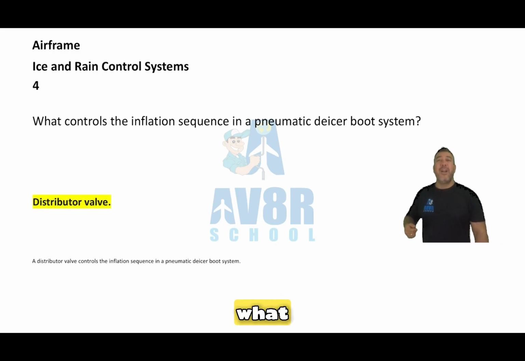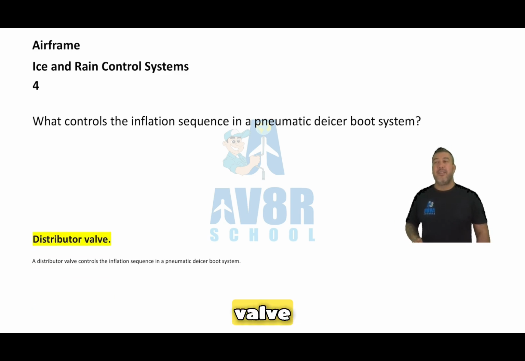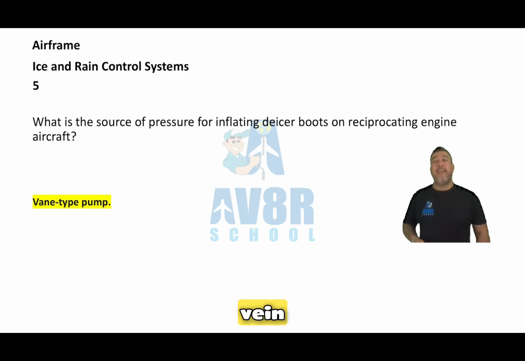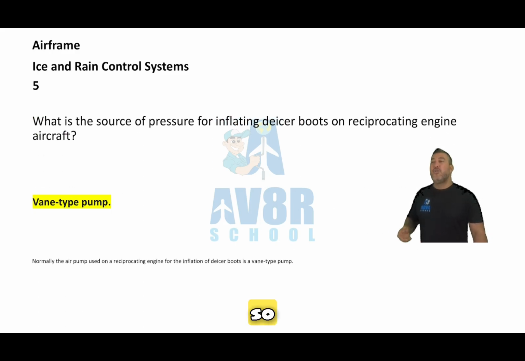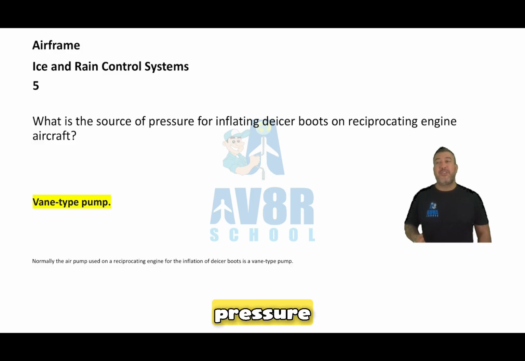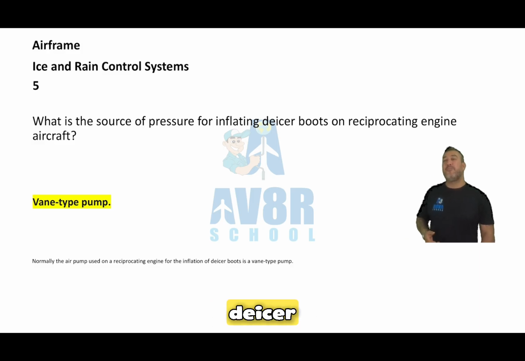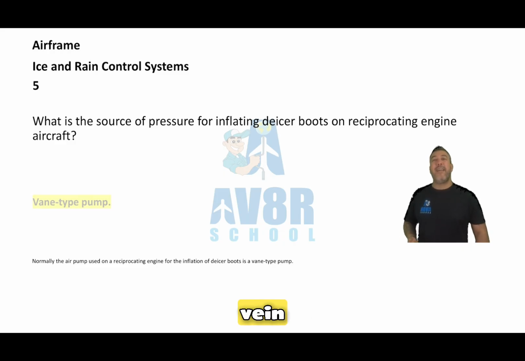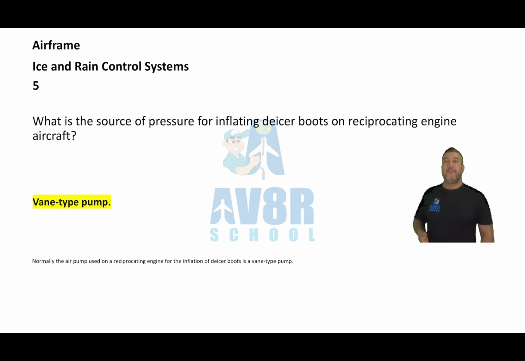All right. So what controls the inflation sequence in a pneumatic de-icer boot system? Distributor valve. Okay. Number 5, vane type pump. What is the source of pressure for inflating de-icer boots on reciprocating engine aircraft? It's the vane type pump. Okay.